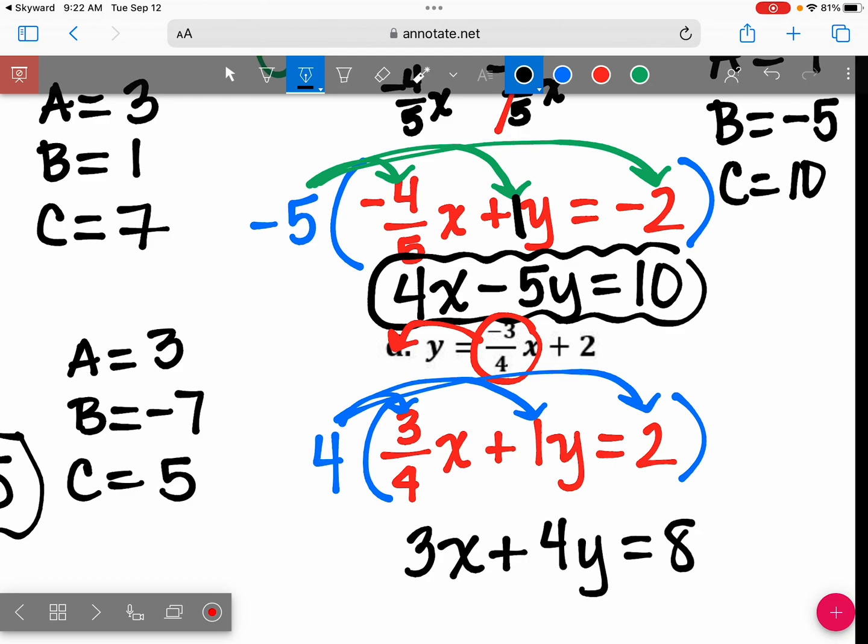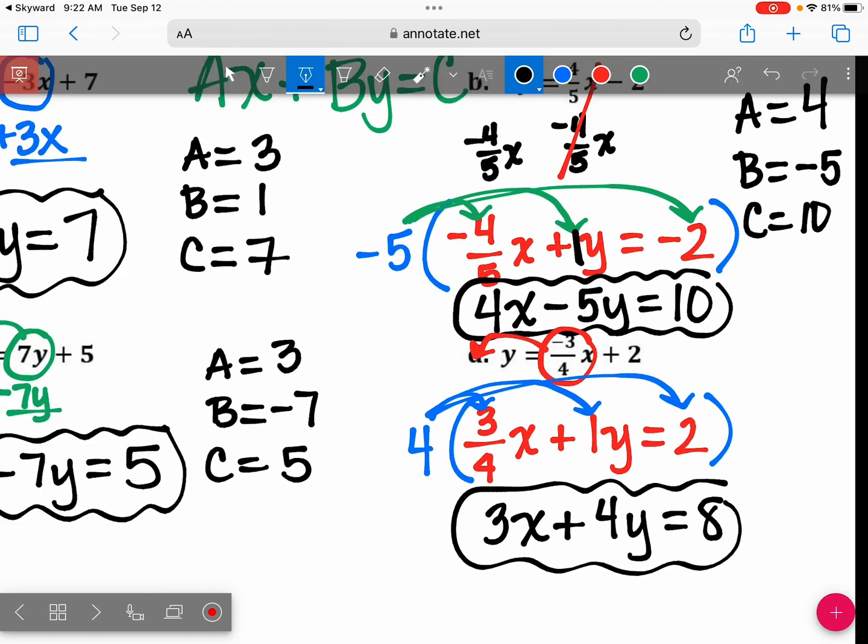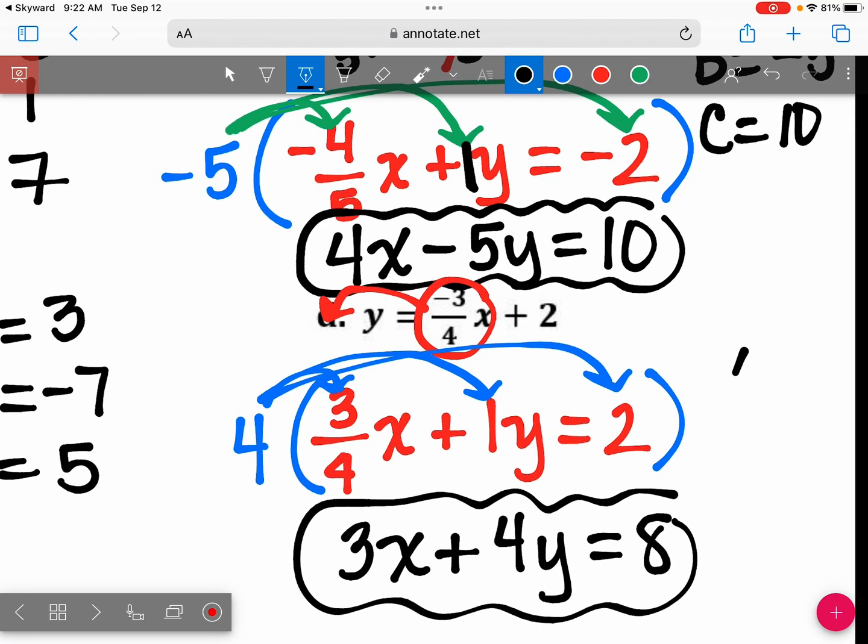All right, who got 3x plus 4y equals 8? Good. So let's write our A, B, and C. A equals 3, B equals 4, and C equals 8.